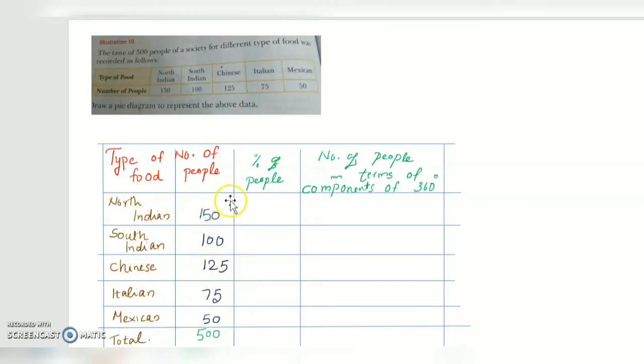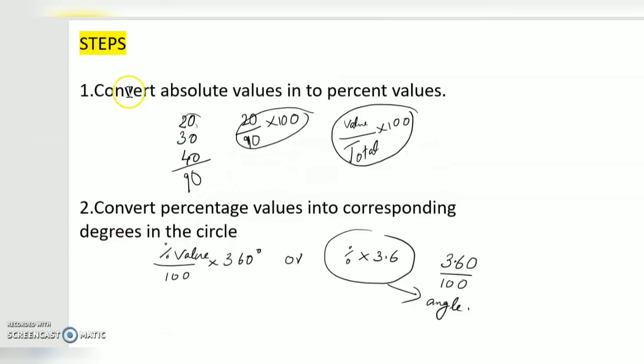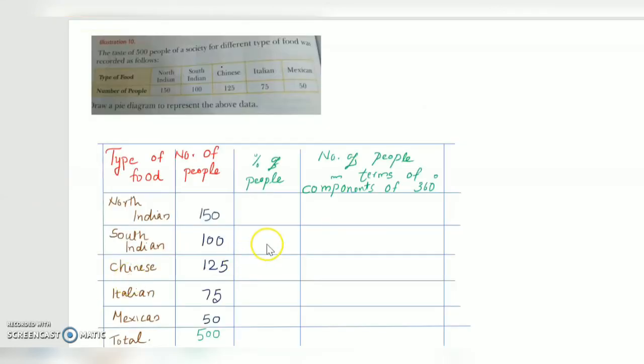So from here, what is the first step? The number of people is given, it is not in percentage value. So according to the first step, convert the absolute values into percent values. Here we have to find the percentage value. This is the absolute value, 150. How can we find the percentage value? According to the formula, 150 divided by the total value, which is 500, into 100. With this formula we will get the percentage value.